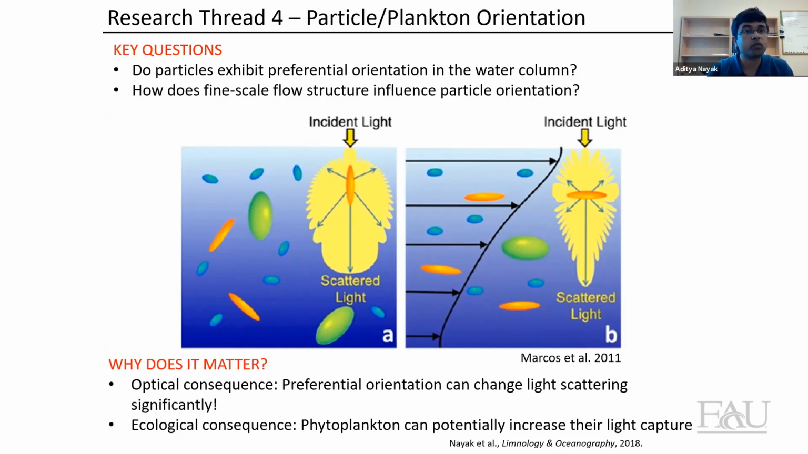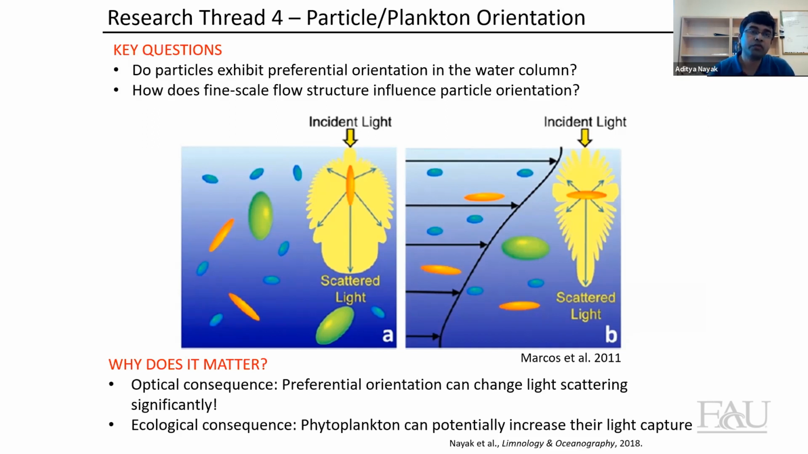Secondly, we spoke about colonial diatoms forming these long chains. These long chains could essentially be horizontal, right? If they could align themselves horizontally, they have a lot of chloroplasts along them. And so they could potentially, and this is just a hypothesis, increase their light capture and enhance their primary productivity. So the two questions: one is whether particles exhibit preferential orientation, and the second is how fine scale flow structure influences particle orientation.